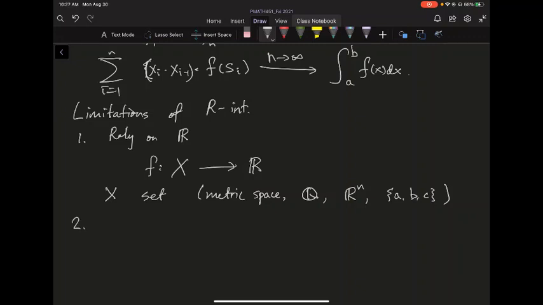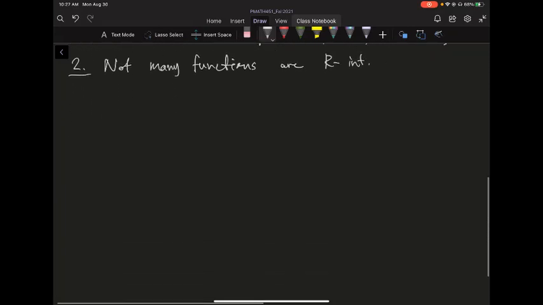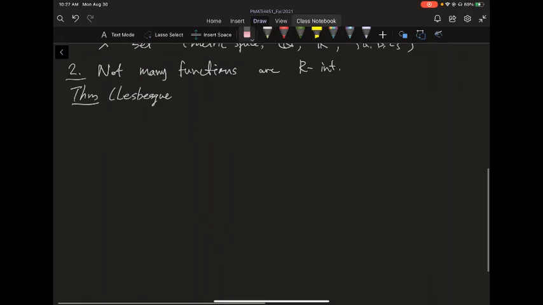And the second is that there are not many functions that are Riemann integrable. And why do I say that? Well, here is a theorem that I want to bring to your attention. We're not going to prove this theorem. It's a theorem due to Lebesgue. I think I misspelled his name. Lebesgue. It tells you the following.